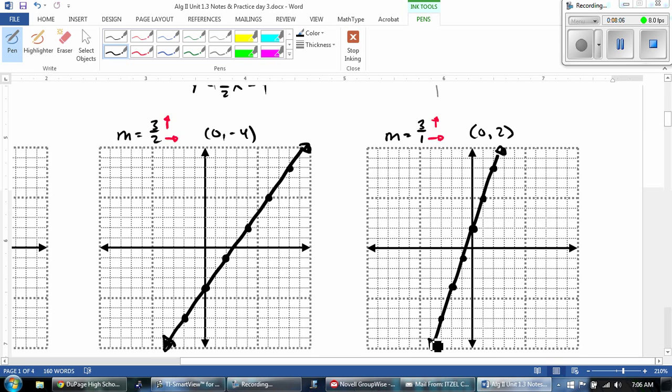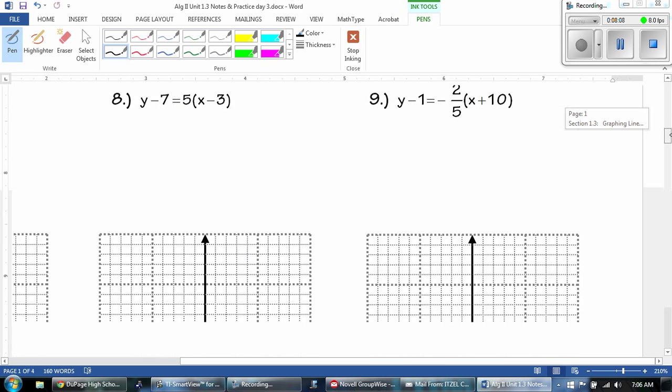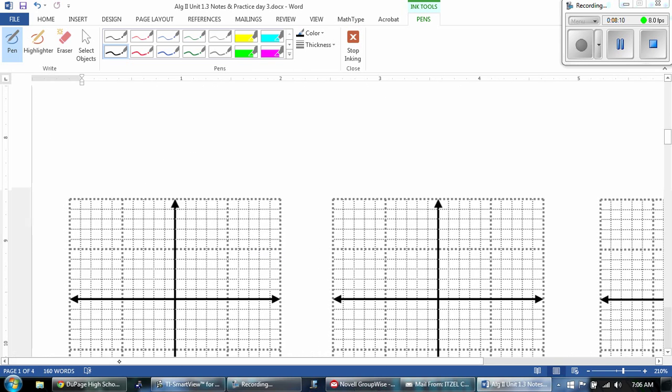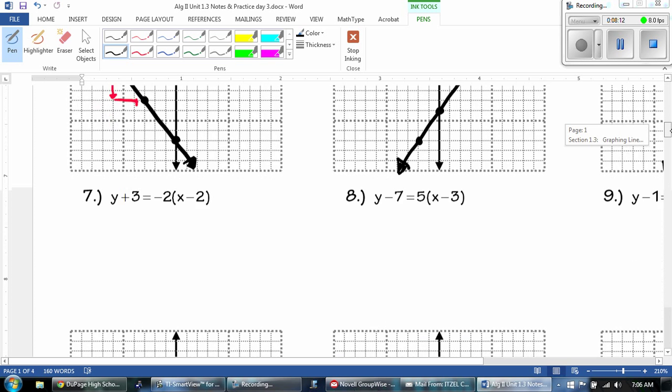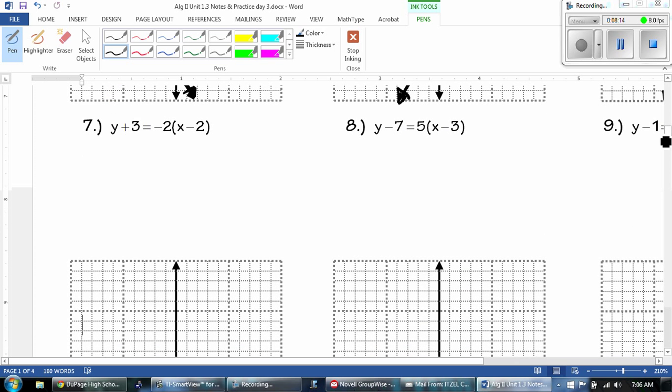What do you guys think? That's not too hard, is it? Nah, it's not bad at all. All right, number 7, why don't you guys give it a try? Just make sure to watch your negatives. Go ahead and pause the video, and good luck.